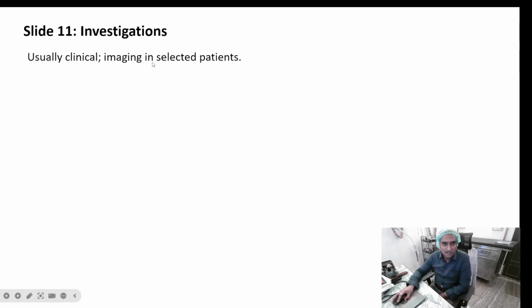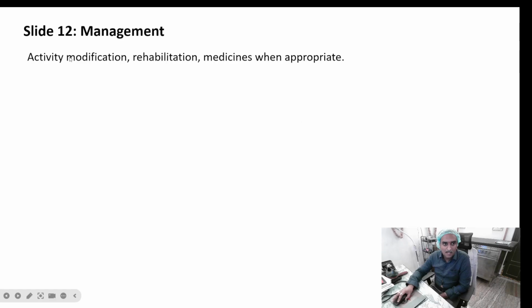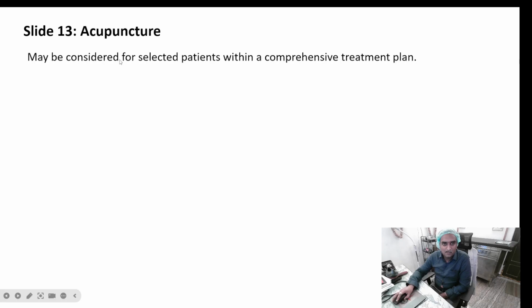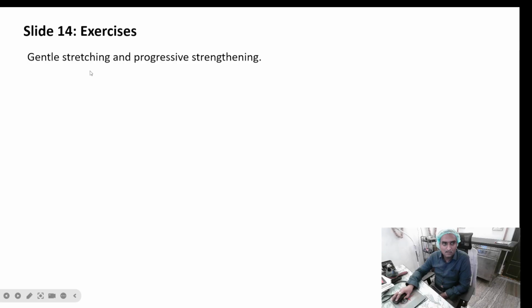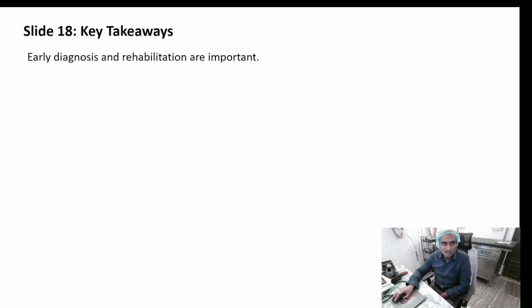Investigation: usually clinical, imaging for selected patients. Management: activity modification, rehabilitation, medicines when appropriate. Acupuncture may be considered for selected patients within a comprehensive treatment plan. Exercises include gentle stretching and progressive strengthening. Prevention: warm-up, ergonomic techniques, regular breaks. Myth: not only golfers develop this condition. Patient advice: seek medical review if pain persists.